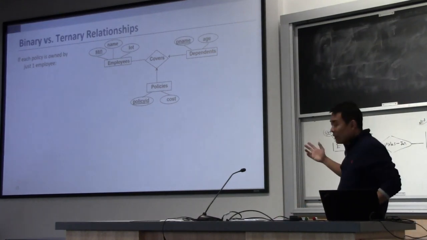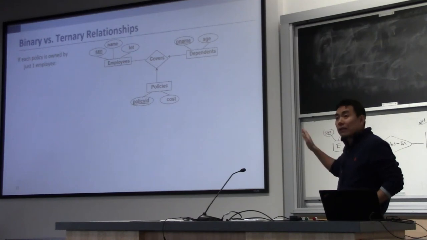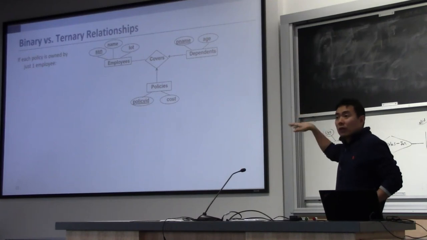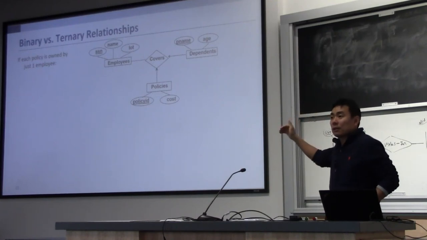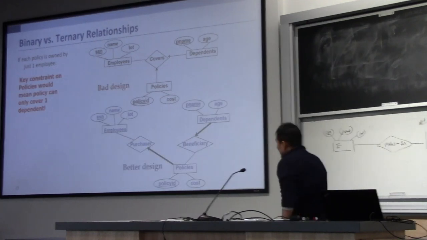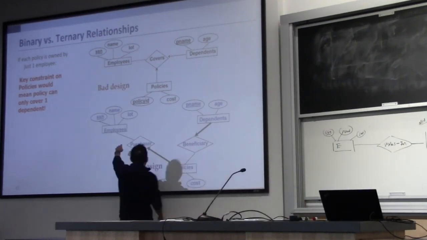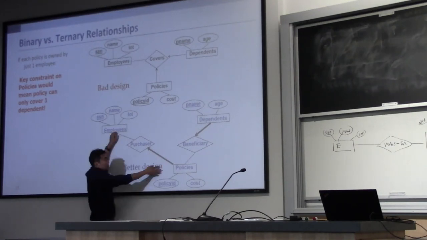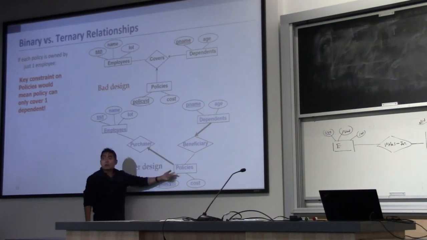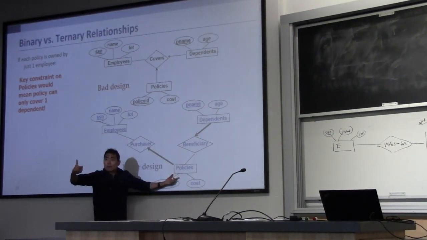So the only way to address that is to break this ternary relationship set. So far, this is good, but introducing this is no longer good. So what I will do is break up this ternary relationship set into two binary relationship sets, so that employee purchases policies, one-to-many between the two. And I also require a total participation constraint here because each policy is uniquely designed for one employee.